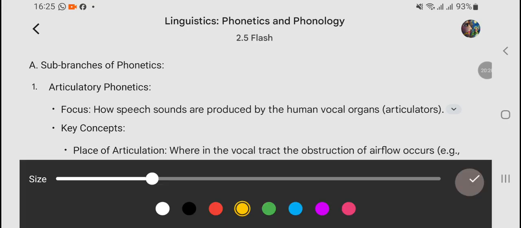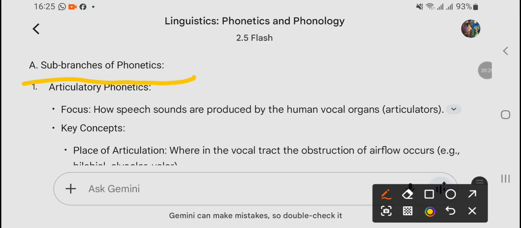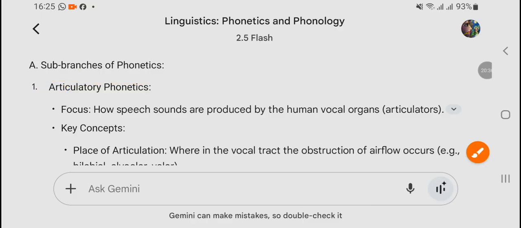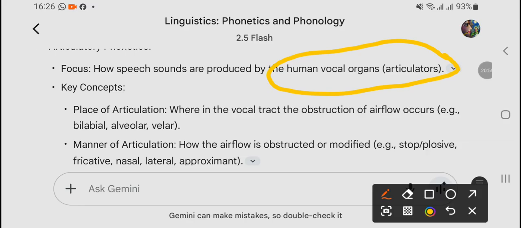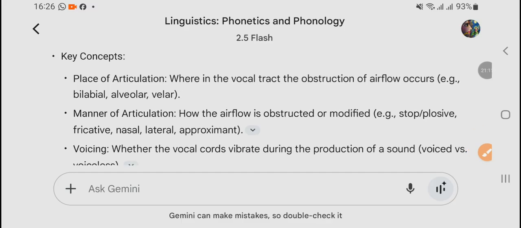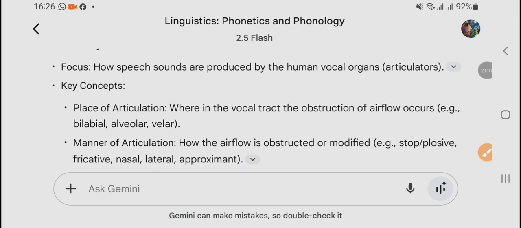Now, what are the sub branches of phonetics? Here, a very important part, articulatory phonetics. Articulatory phonetics is how sound is produced. It focuses on how speech sounds are produced by human vocal organs, the articulators. Again, I have to repeat, that is when my lips are joined, when my teeth ridge goes up, when my lower teeth ridge comes down, something like this. That is the study which is done under articulatory phonetics.